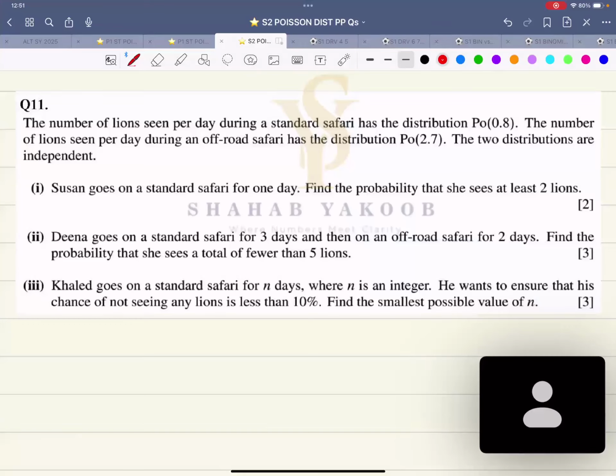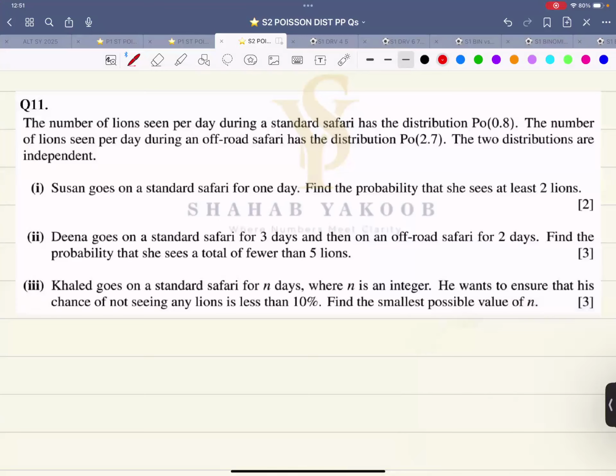So now let's look at this question. It says the number of lions seen per day during a standard safari has a Poisson distribution with 0.8. The number of lions seen per day during an off-road safari, so that's a different one, has a Poisson distribution with 2.7. The two distributions are independent.